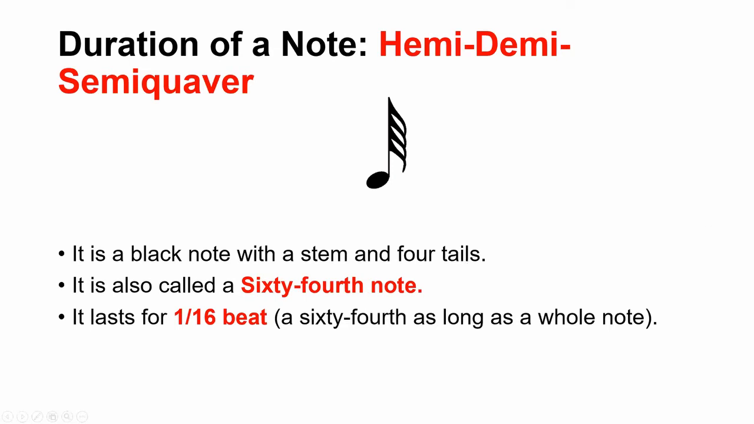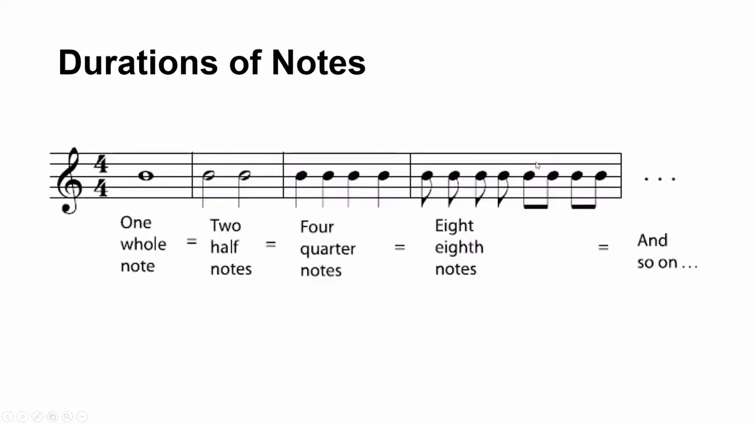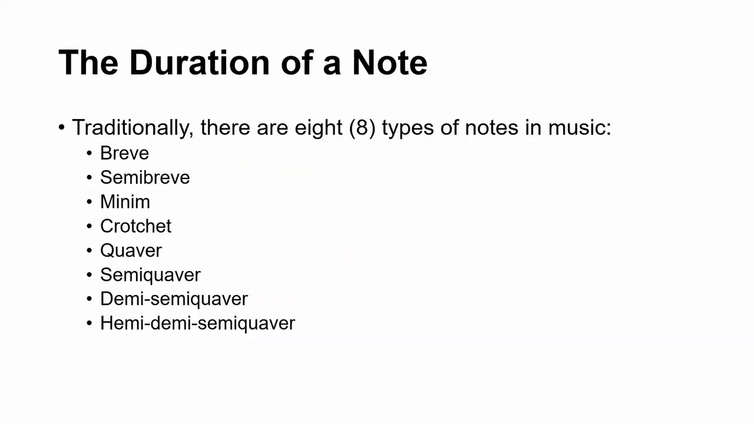All right. Now let's look at how, when you put these together, what it looks like. But before we do that, let's look at just a summary of the notes quickly. So you've got your brief, semibreve, minim, crotchet, quaver, semiquaver, demisemiquaver, hemidemisemiquaver.